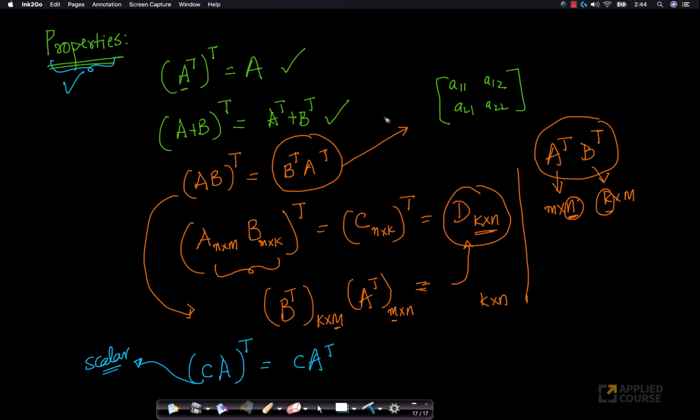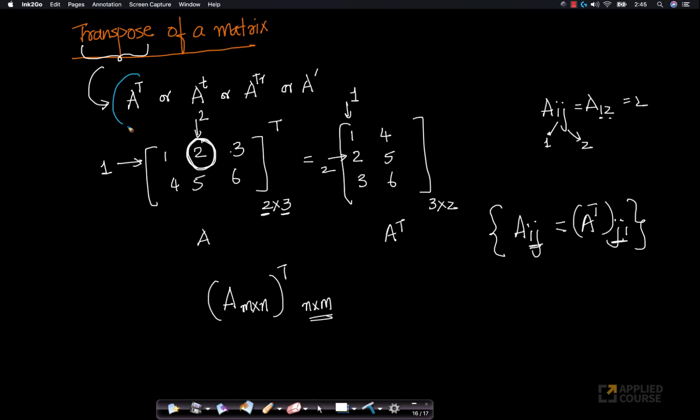But just like a matrix has a transpose, a vector also can have a transpose. Let me show that to you. Till now, whenever we talked about vectors, let's assume we are talking about a two-dimensional vector.